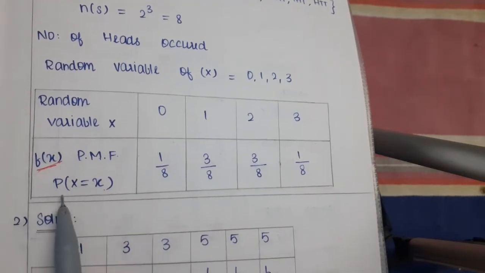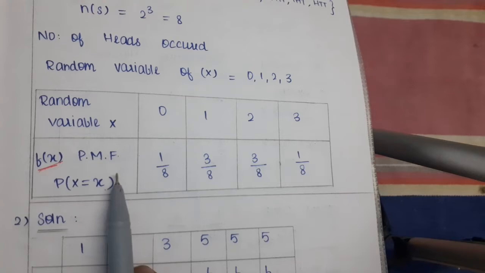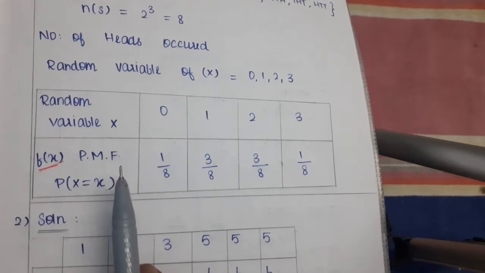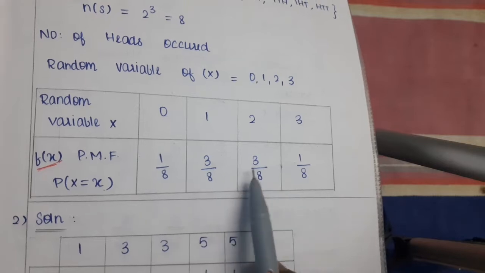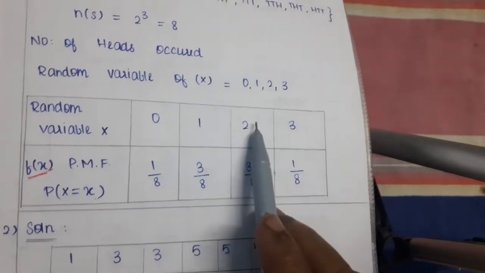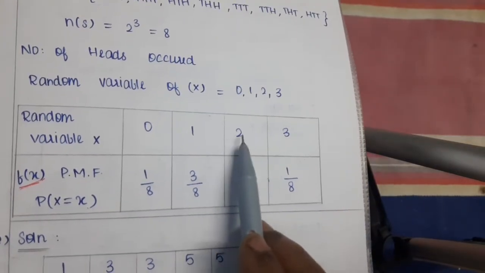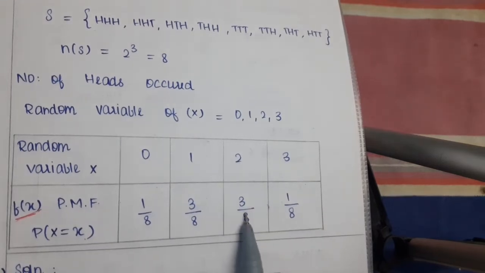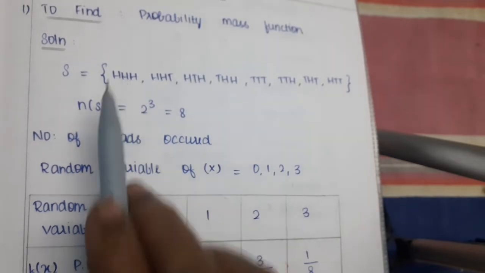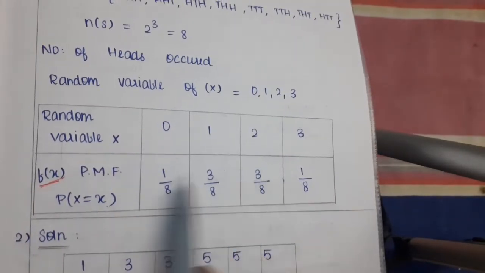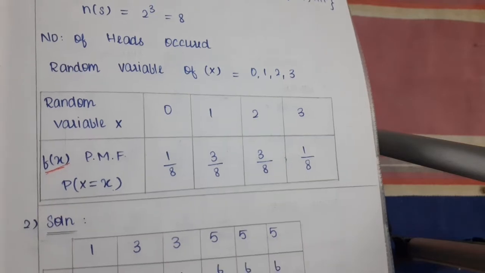Because f of x is probability of capital X equal to x, and the probability of an event is n of E by n of S. So if 2 heads are occurred, there are 3 chances. If 3 heads are occurred, all are heads, so only 1 chance. Therefore 1 by 8. Simply use the tabular column and easily find the value.